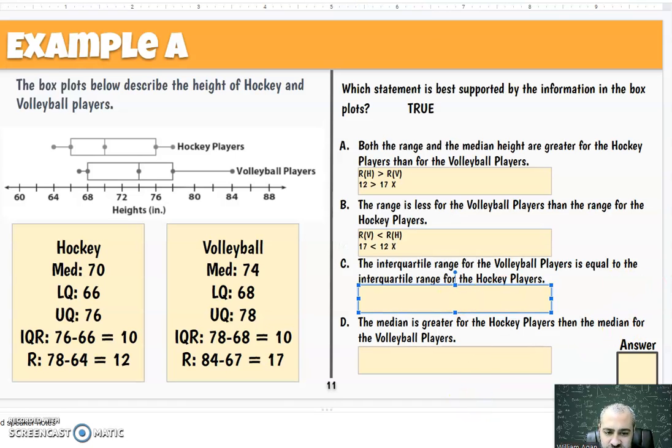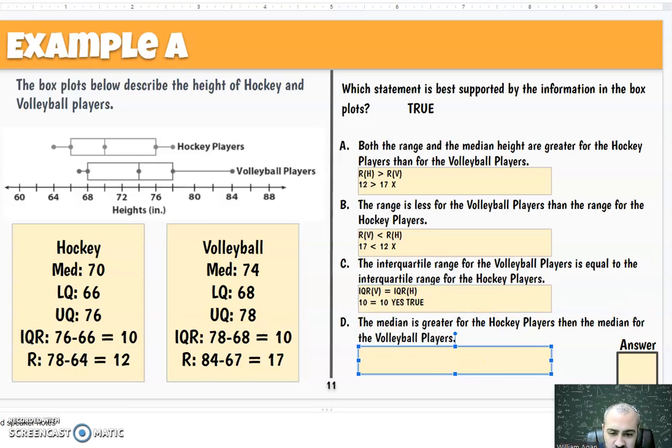Okay, C says the interquartile range for the volleyball players is equal to the interquartile range for the hockey players. Okay, so the IQR for the volleyball is equal to the IQR for the hockey players. Okay, IQR for volleyball is 10. And they're saying that that should be equal to the IQR for hockey, which is 10. Is 10 equal to 10? Yes, that is a true statement.